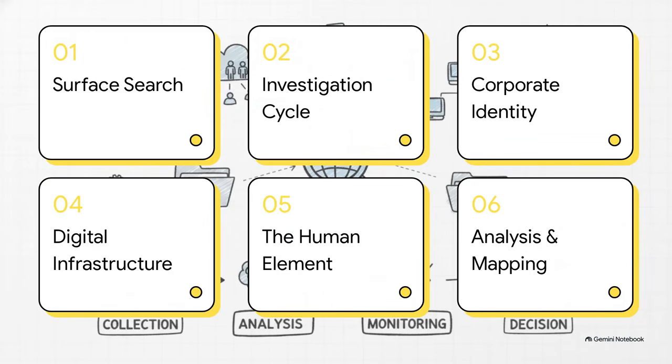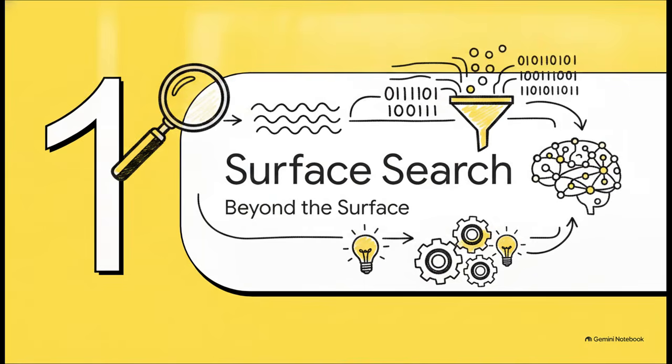So here's our investigative roadmap for today. We'll start by moving beyond the surface search, then look at the OSINT investigation cycle, corporate identity and records, mapping digital infrastructure, discovering the human element, and we'll wrap up with analysis, mapping, and corroboration. Let's kick things off with Section 1, Beyond the Surface Search.